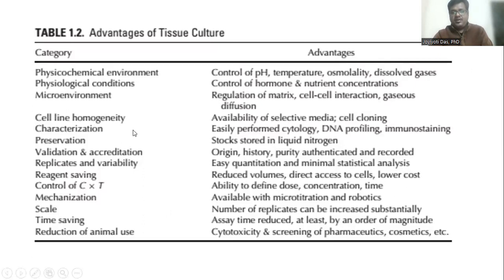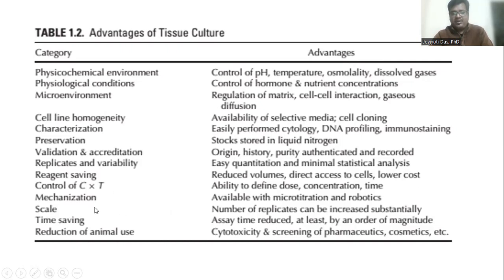And availability of selective media, cell cloning, these are certain advantages in cases of cell line. When it comes to cell line, homogeneity and characterization can be easily performed. So you can easily study the cells if you're culturing them at a single cell level, or DNA profiling, immunostaining. These techniques are there to further characterize your cells, and these are very convenient techniques.